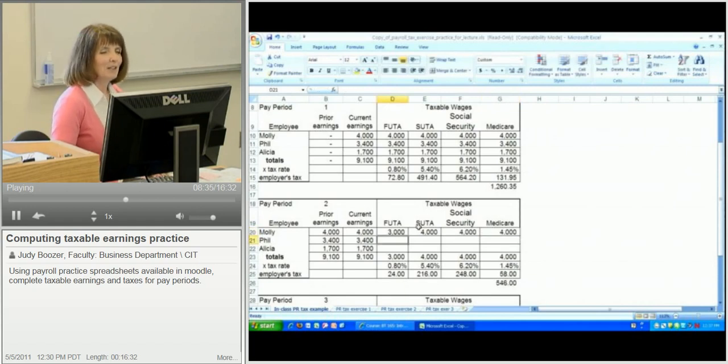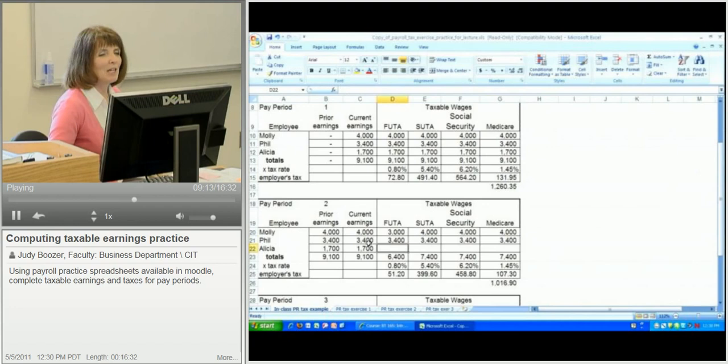Now for Phil, for FUTA, 3,400 doesn't equal 7,000, so we know that if it's less than the cap or the limit, the full amount is taxable. And for SUTA, same thing, because the limit is even higher. In Social Security, we're not even close, so 3,400. And also for Medicare, because there's no limit, the full amount of current earnings is taxable.